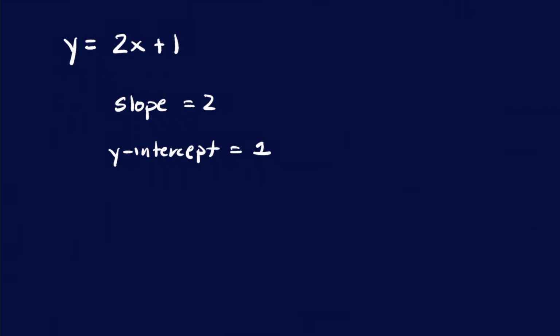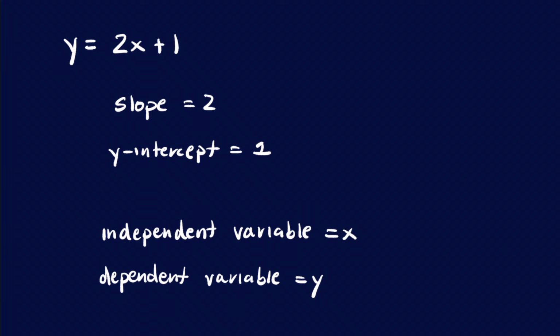Now, if you don't know how to find this, you can watch my other video on slope, but that's not what we're talking about here. So like we talked about before, the independent variable in this equation is x, and the dependent variable is y. And that's because we can choose any value of x, and we will get a certain value of y.